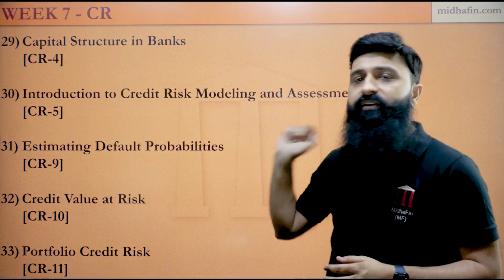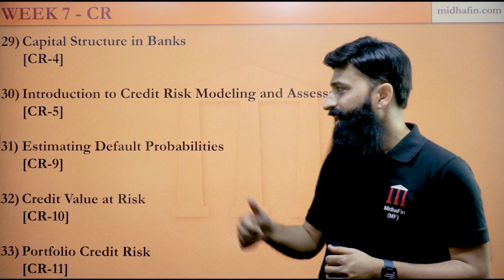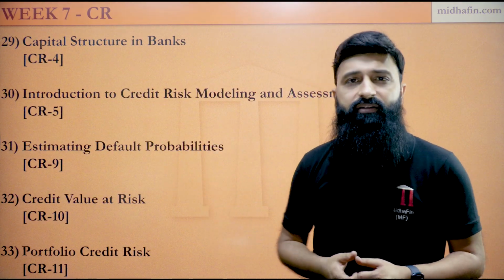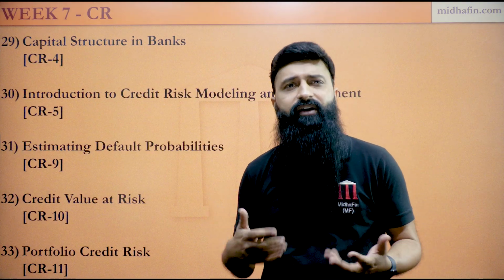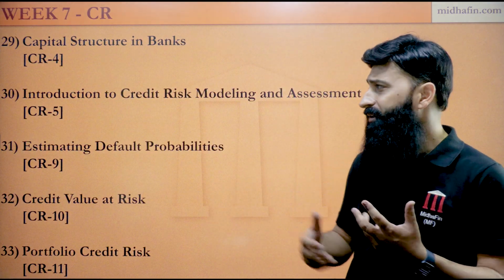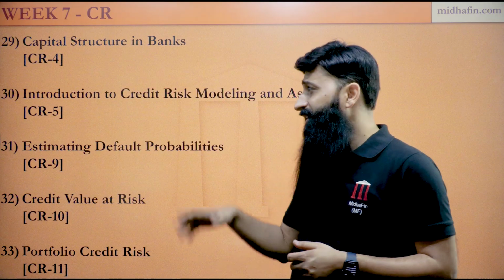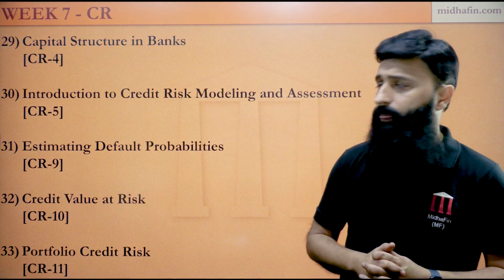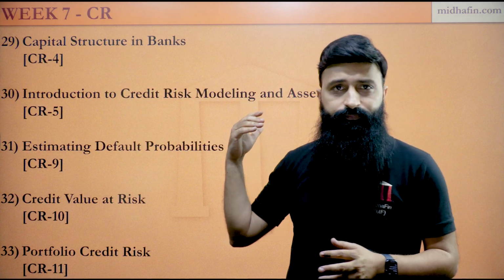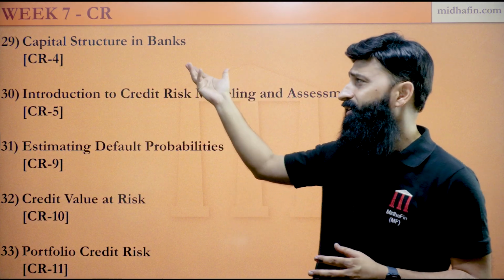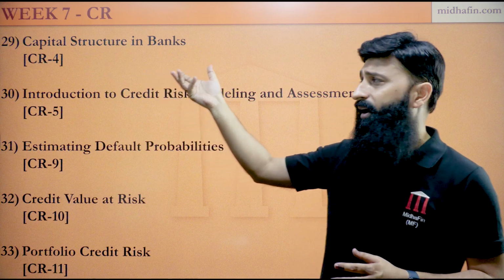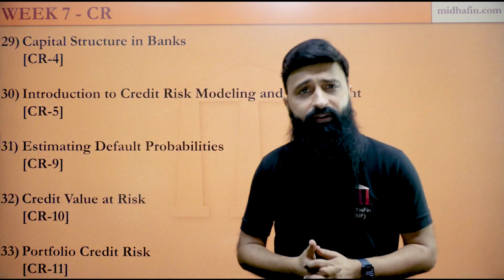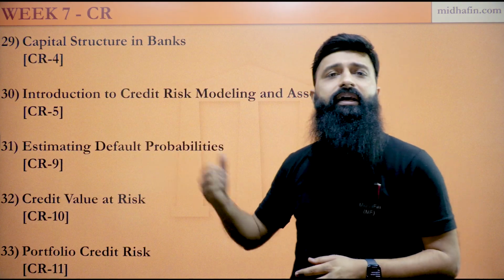Then introduction to credit risk modeling and assessment. This will explain the CAMEL system. It evaluates financial conditions, measurements of credit risk, models to predict default, all those things are there. Then there is one model which is the Merton model also, that will also be introduced over here. Okay, so CR4 introduced the concepts and some of those concepts were also used in CR5. Then straight away we go to CR9.